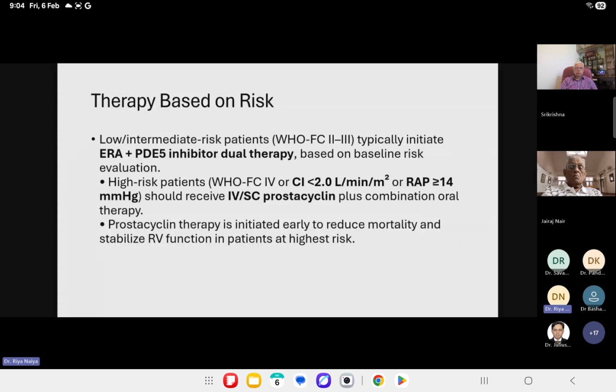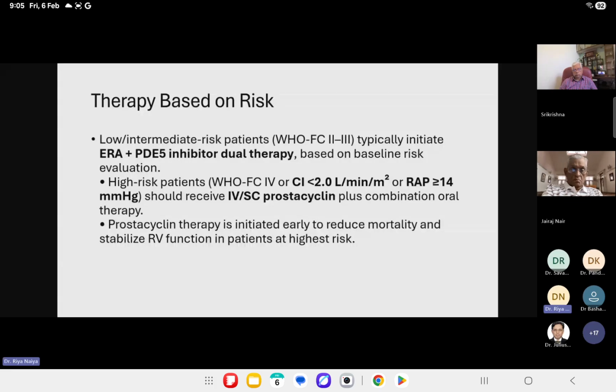Low or intermediate risk patients who have functional class 2 or 3 usually are initiated on ERA plus PDE5 inhibitor dual therapy based on baseline risk evaluation. High risk patients usually will receive IV or subcutaneous prostacyclin plus a combination of oral therapy. Prostacyclin therapy is initiated early to reduce mortality and stabilize RV function in patients who have high risk.